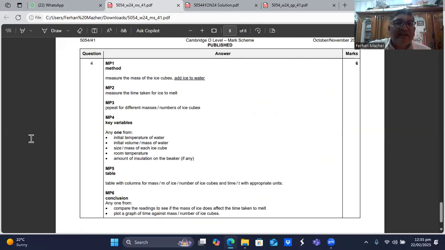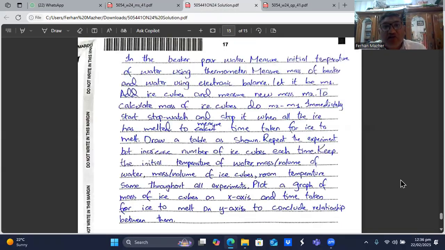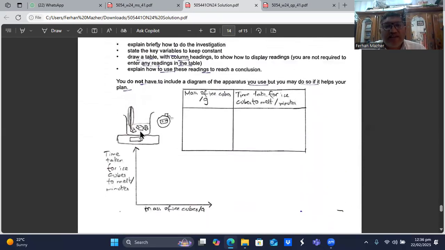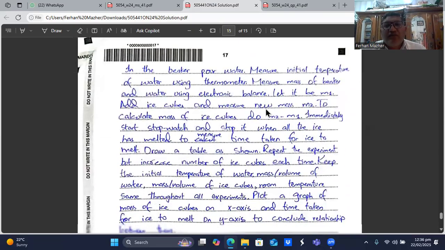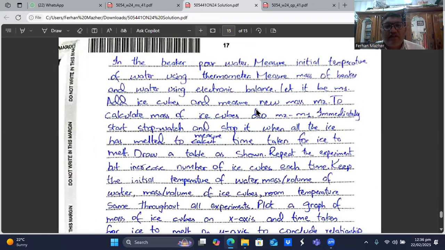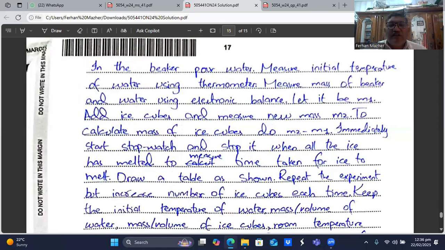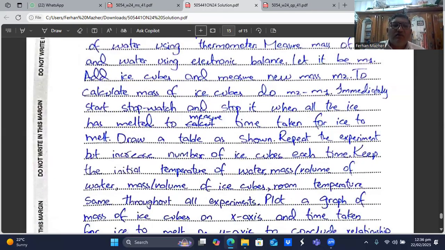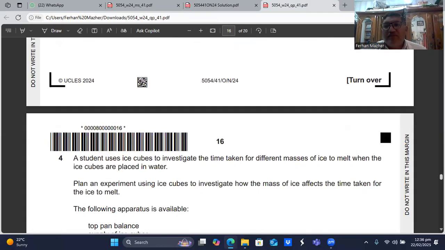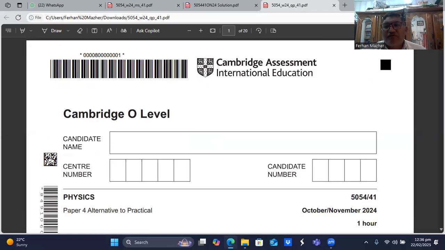And this is the marking scheme. You can pause the video, take your time, and read it. You can also read this solution. With this solution, we have also drawn this diagram, this table, and this graph. You can pause your video and have a look at this. Okay, so we are done with this paper.